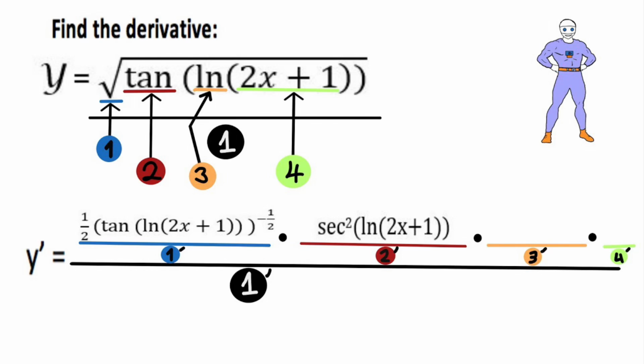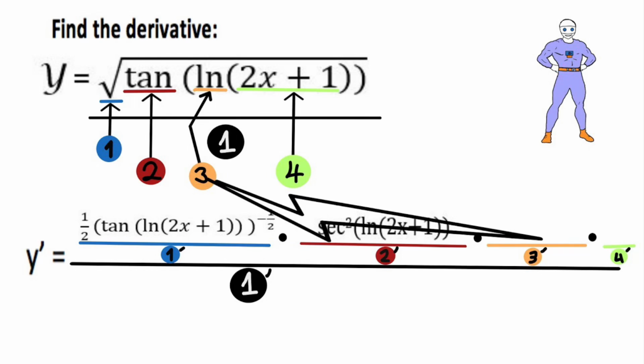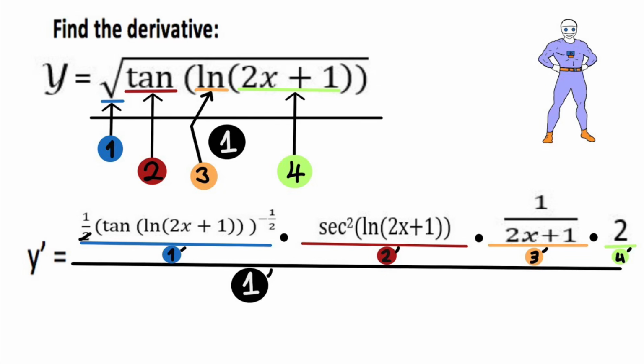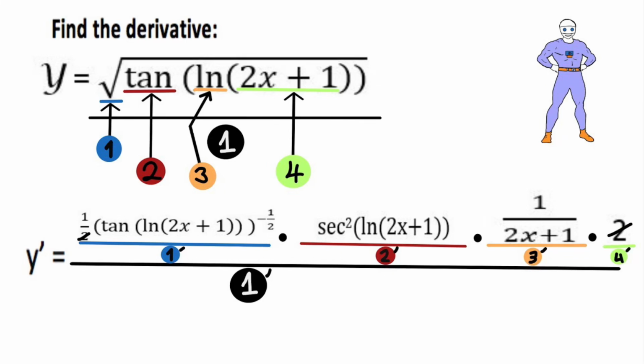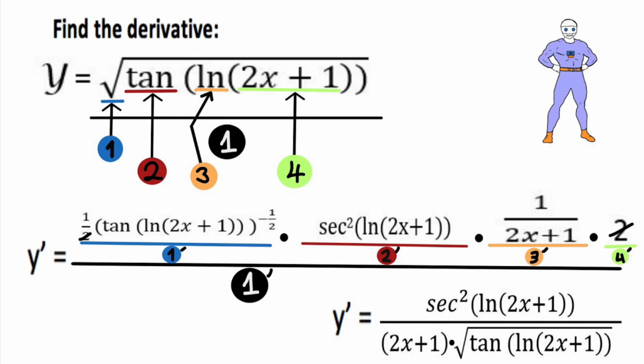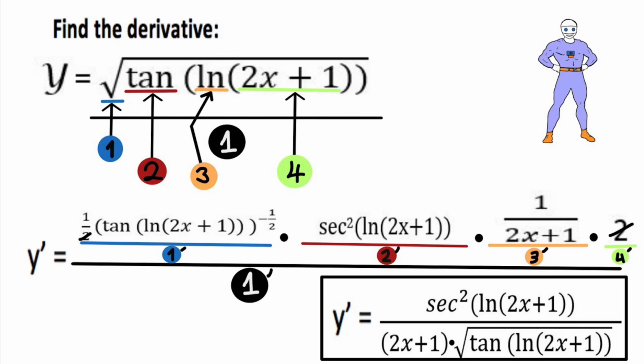We then take the derivative of the natural log, and this is what we get. And lastly, we take the derivative of 2x plus 1, and you just get 2. Here we have a 2 on the bottom and the 2 on the top, so those two are going to cancel out. And lastly, you want to simplify the whole solution to make it look nice. And this is the final answer.